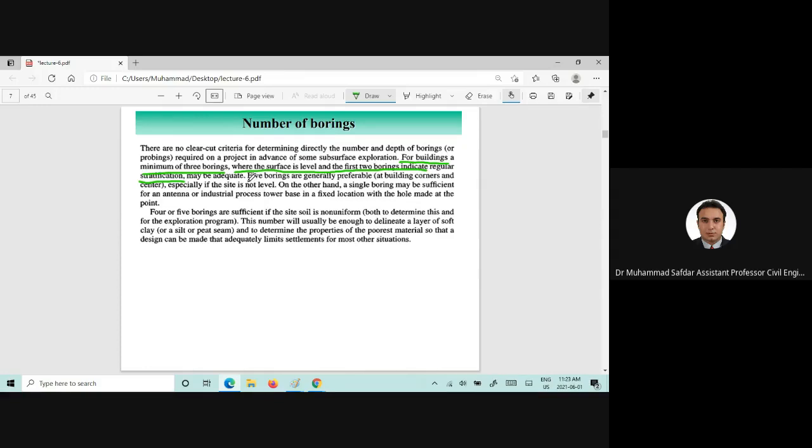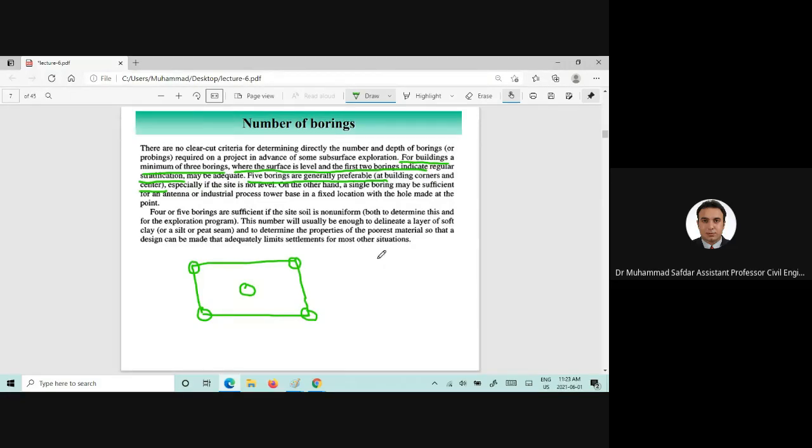Now, 5 borings are generally preferable and recommended, at the different corners and at the center. For example, if this is a plan of the building, it's recommended that we, as geotechnical engineers, perform 4 borings at the corners and 1 at the center to collect those soil samples.